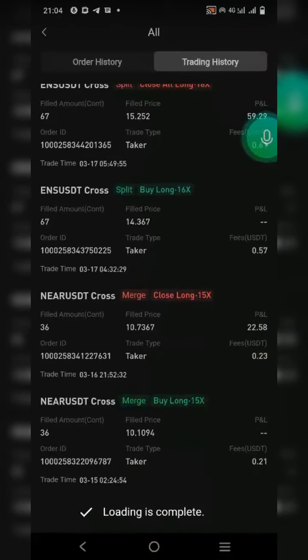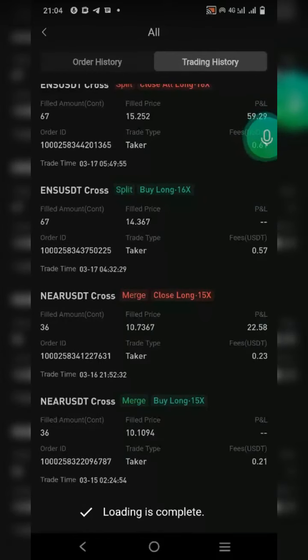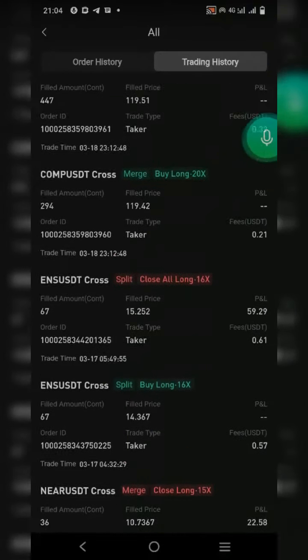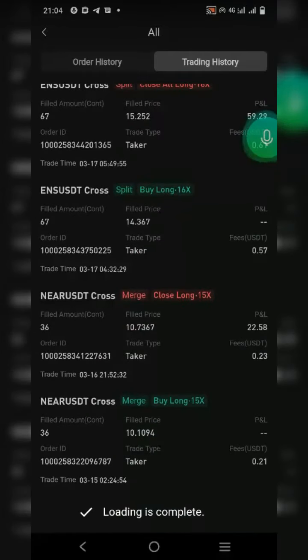I will explain what taker and maker is later, but right now, I bought at the price of 10 point something, 10.10 something. And when I sold at 10.7, I was able to make 22.5. Why is that? Now, if you observe, there is something here, merge. There is buy long at 15x. I don't know why it's not showing the amount I used to trade this. Was it $36 or so? It's not $36. The other amounts depend on the amount of coins I've been able to grab.